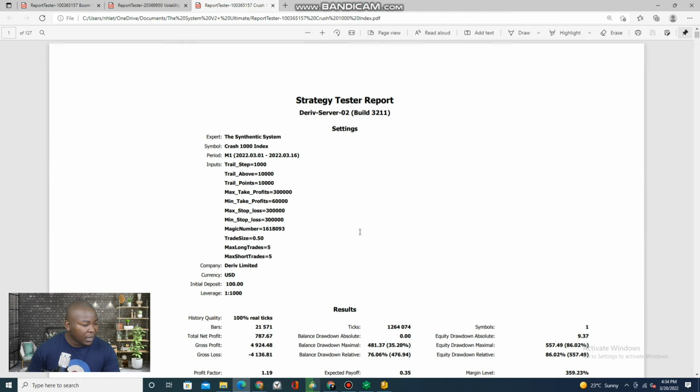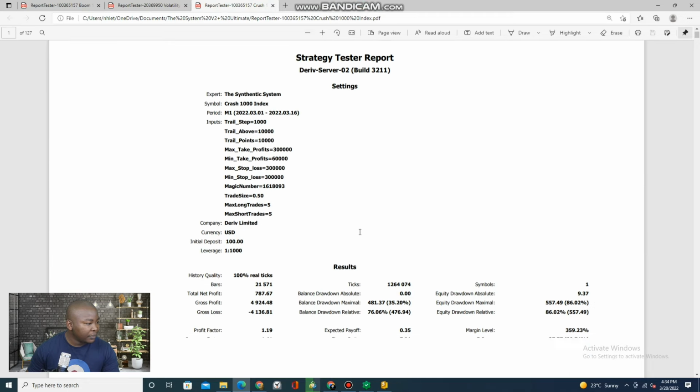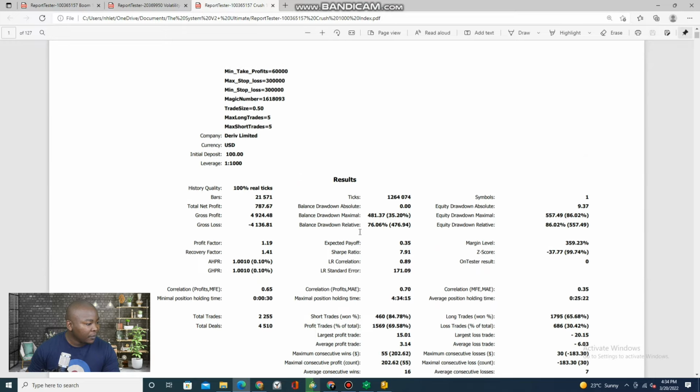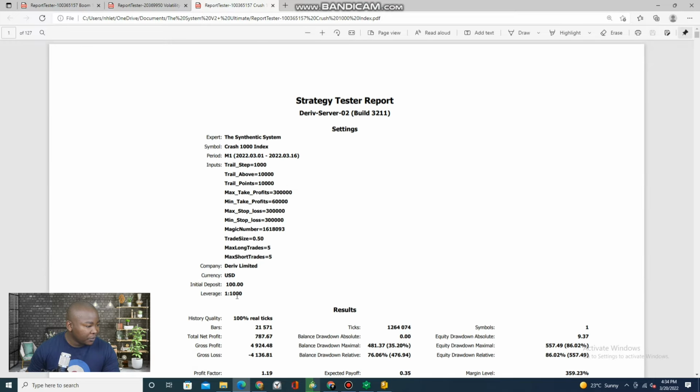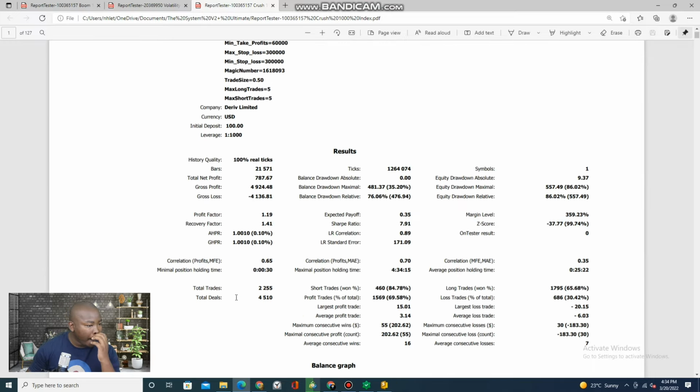Have a look. Crash report, let me close that one. So here we are. Look at that. Same parameters, same everything. Look at that. 1:100, 1:1000, and have a look. Initial deposit 100 USD.